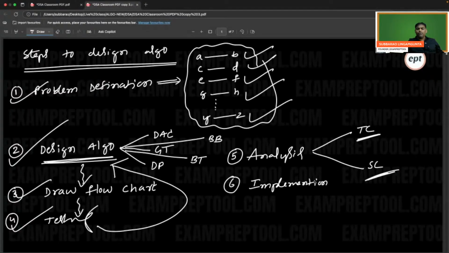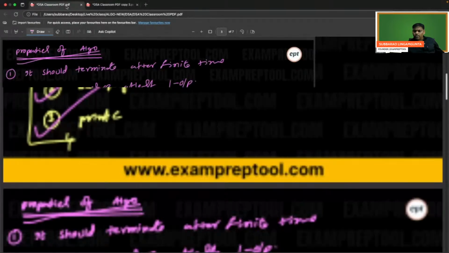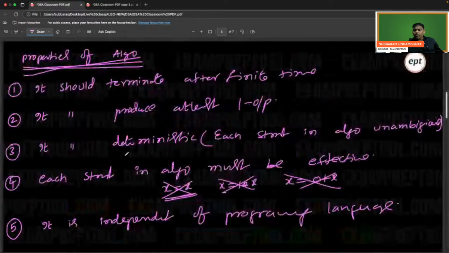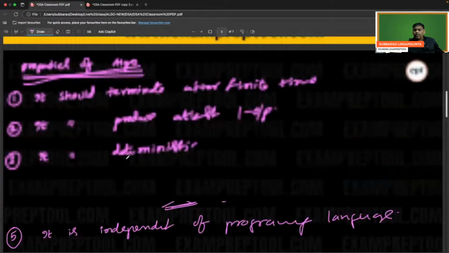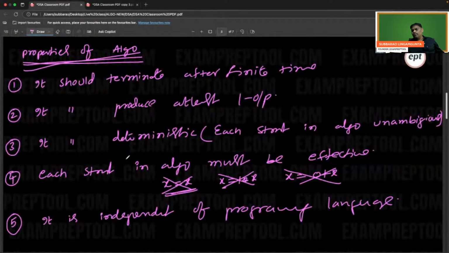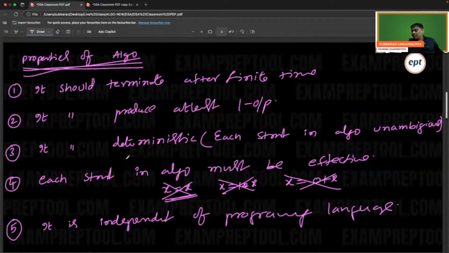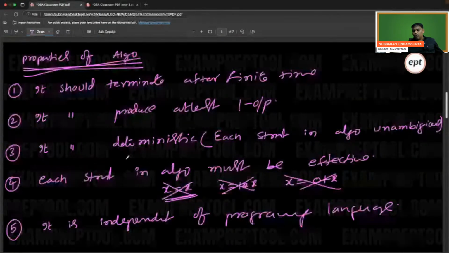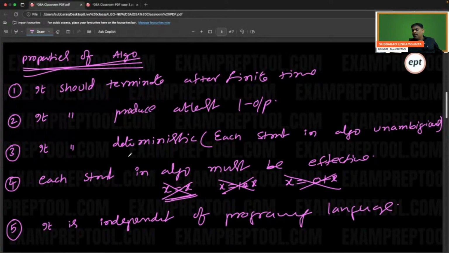These are the steps. If you follow these steps, automatically these properties will hold good. At the end of the algorithm, once implementation is over, please verify. It should terminate, of course. If it is not terminating, how is testing done? Next one, it should terminate.